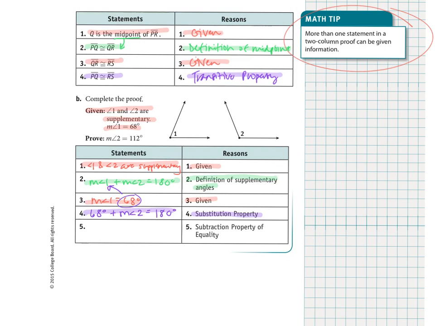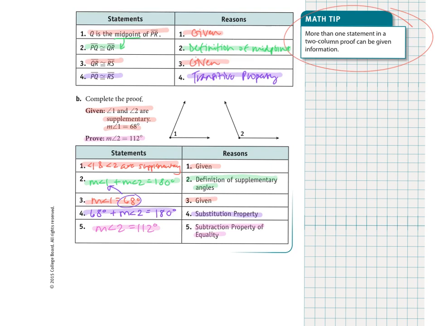All right, and then it tells us on number 5, we're going to use our subtraction property of equality. That's kind of already a nice hint for us of what we're actually going to do. We can see that we probably would subtract 68 on both sides. Now, when we're doing a geometric proof, we don't always show this work. We can actually state it, but we're saying we're doing the subtraction property of equality. So we want to see what we have left after we subtract 68 from both sides. So 180 minus 68, we're going to get the measure of angle 2 as 112 degrees. And if you look up above, that was what we were trying to prove: the measure of angle 2 equals 112 degrees.